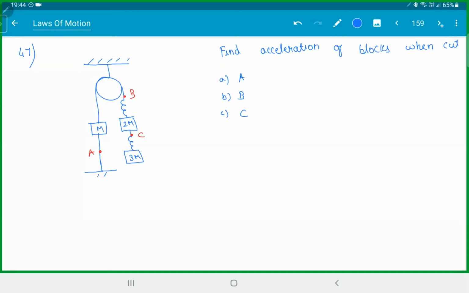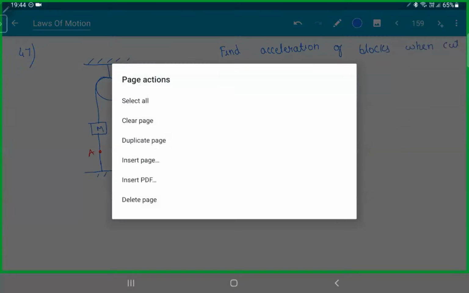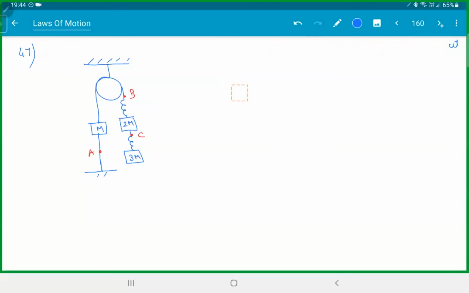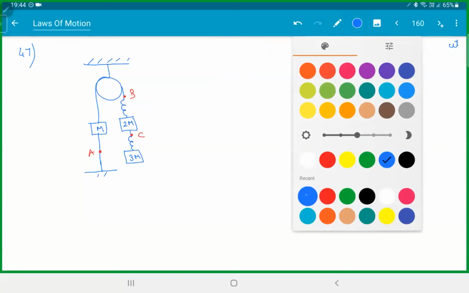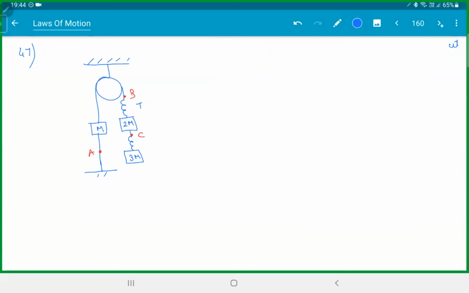See, step one. Let's call this guy TB, which is 5 mg. Let's call this guy TC, which is 3 mg. What about TA? I don't care. TA is not a spring. We don't care. A tension can change anyhow it wants. We don't care about A.